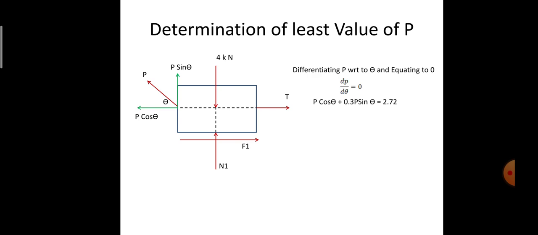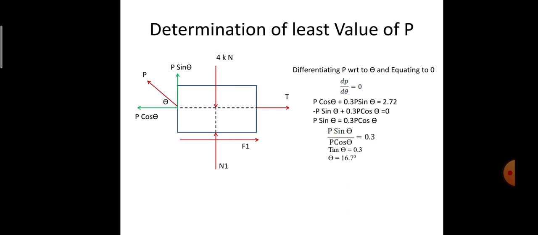We have this expression from the previous slide, which we got using sigma H and sigma V. We differentiate that equation with reference to theta. Therefore it will be minus P sin theta plus 0.3 P cos theta is equal to 0. Bringing this term to the right hand side, it simplifies to tan theta equal to 0.3. So theta is equal to 16.7 degrees. This is how we calculate the value of theta.